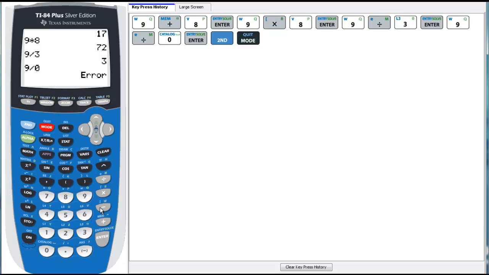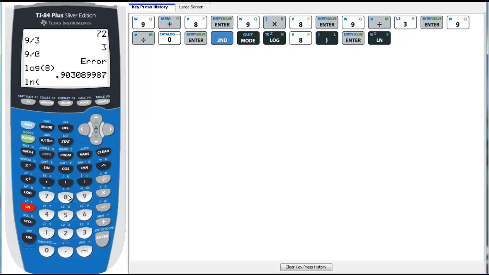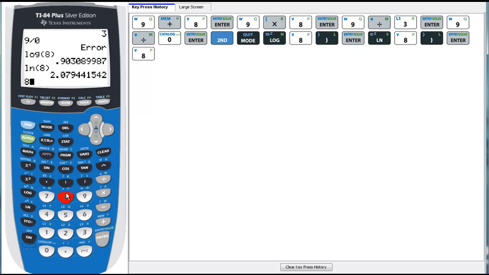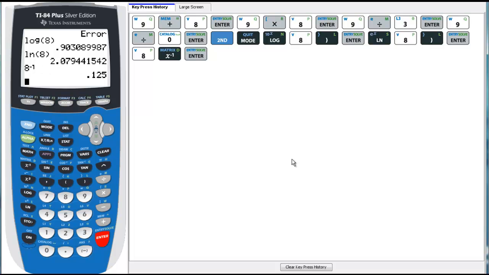And of course, the subtraction sign will do the same thing. If you wanted log of 8, it will give you the value of log of 8. Say we wanted natural log of the same quantity, it will be different. Okay, that's that value equals this. If we want to find the reciprocal for a number, just do that.